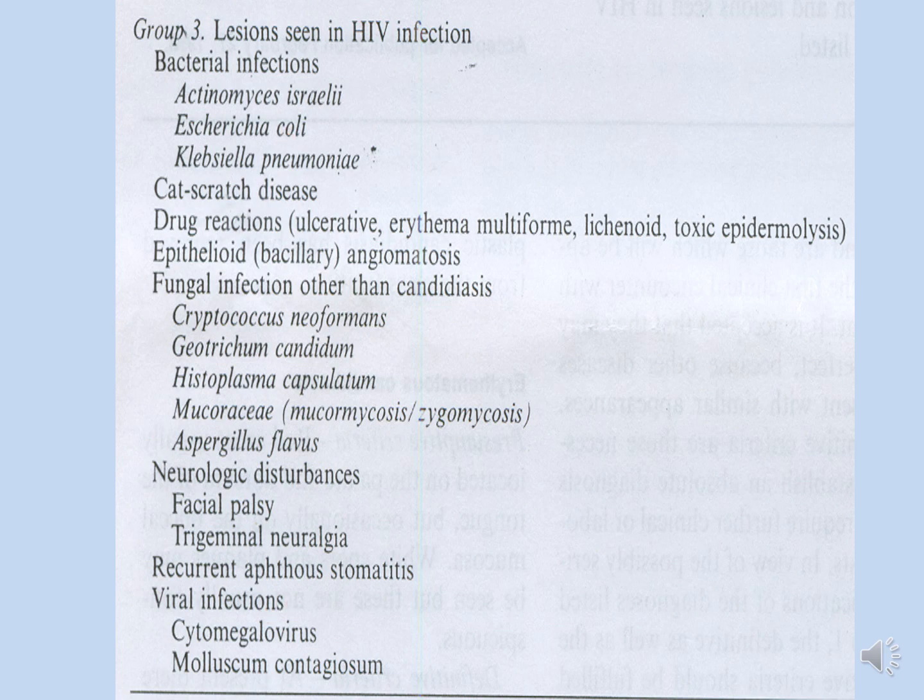Now in this lecture we're going to try and focus only on the Group 1 lesions, that means the lesions which are strongly associated with the presence of HIV. So oral manifestations of HIV, Group 1 lesions, is what we are going to stress on.